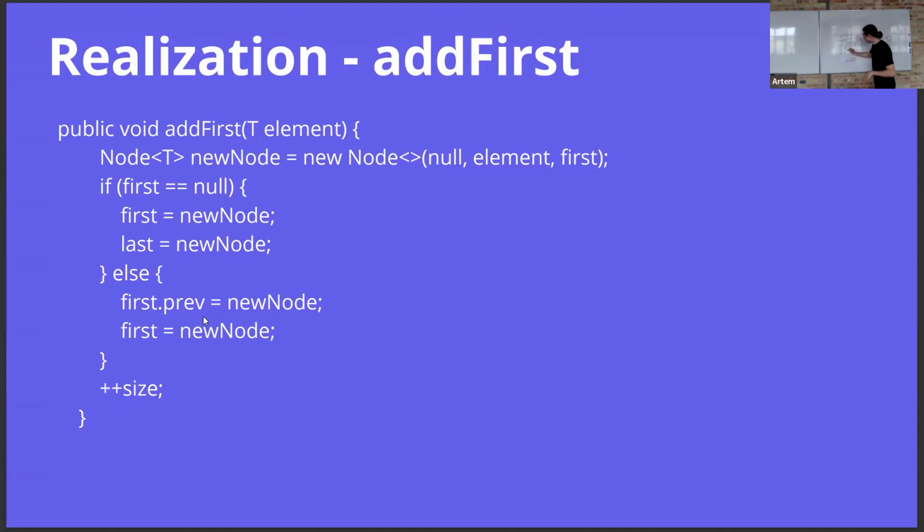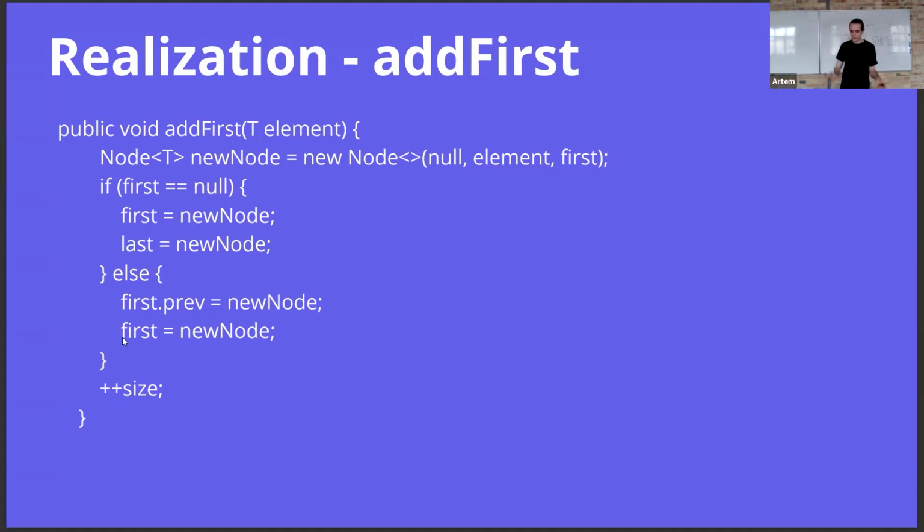So now our first prev will contain reference to our new node. And our first, this one, we will reassign it. And now it will look here, right? So we have new linked list with new first element. And we have plus plus size.